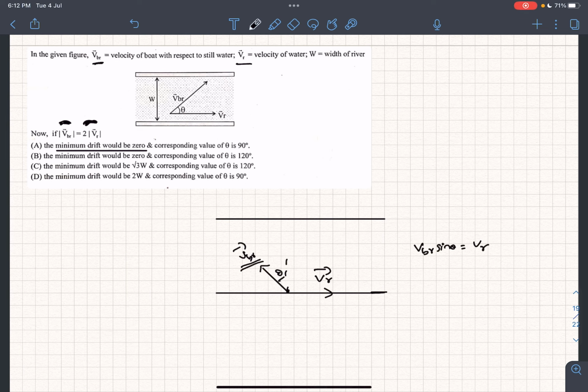And they're asking the corresponding value of theta. So if we try to find sine theta, it would be VR divided by VBR, which is actually half, which would mean theta is 30 degrees. So from the horizontal, from this direction, the angle is going to be 120 degrees. So option B is the correct answer.